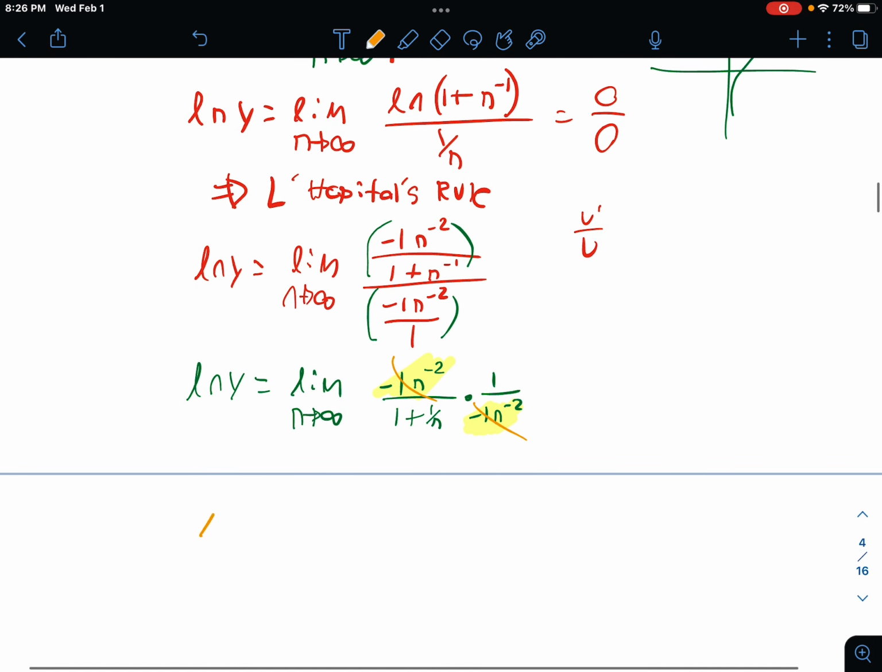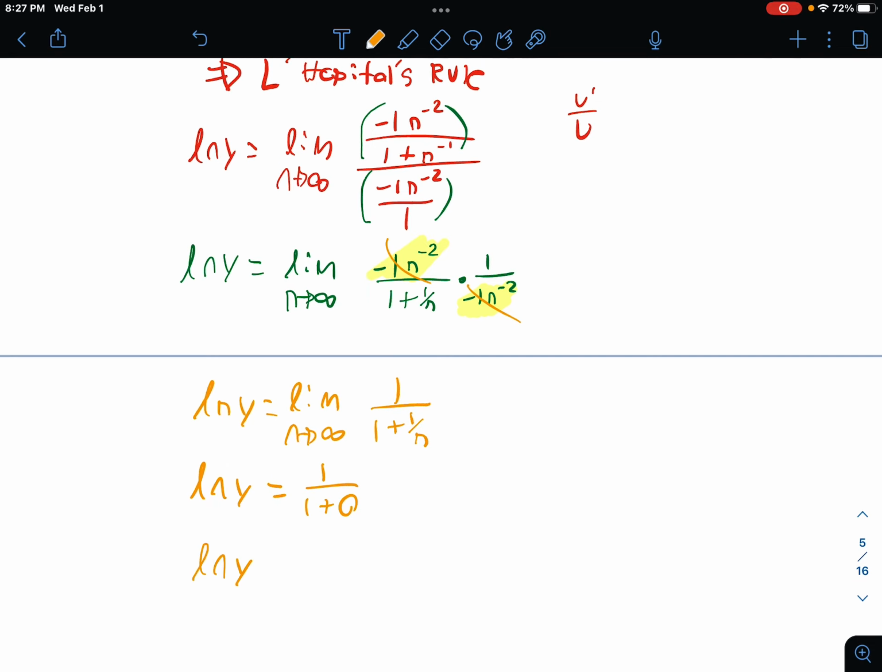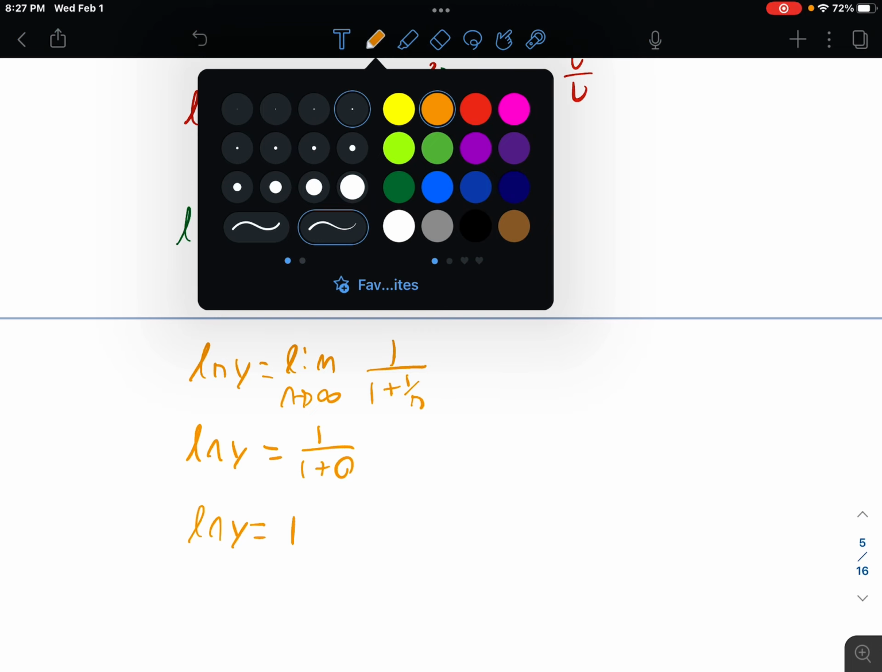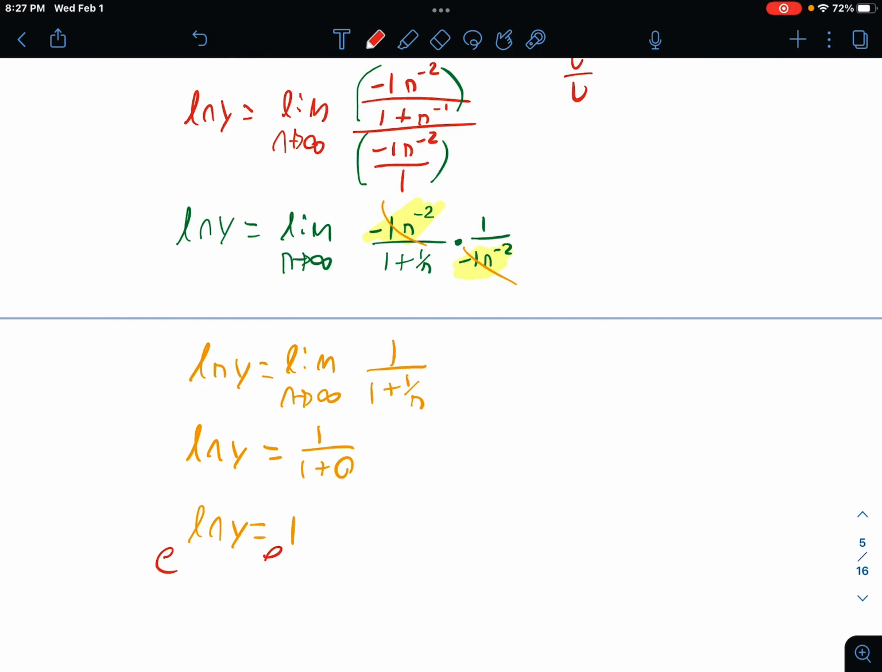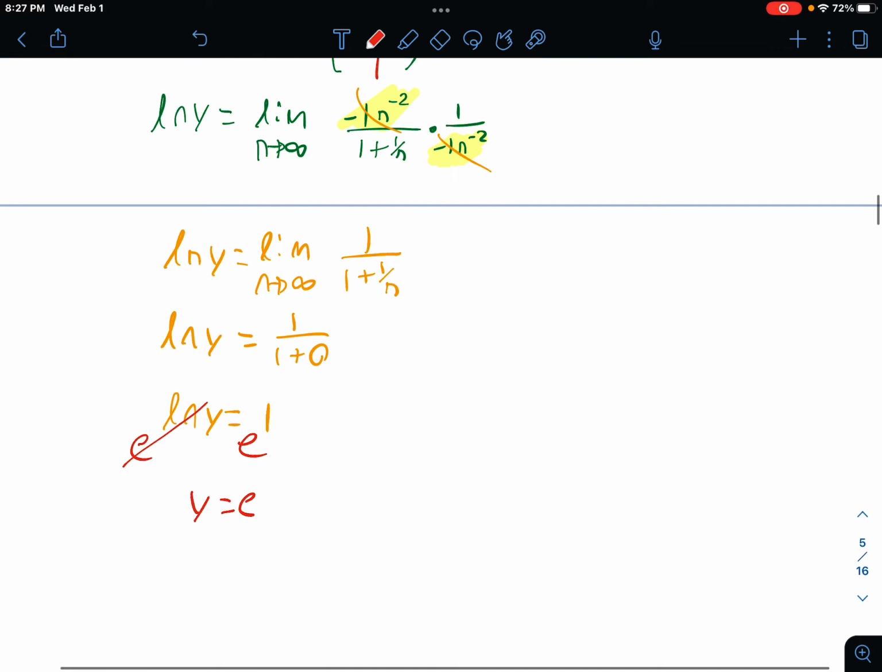So with this, we're going to have ln of y equals the limit as n approaches infinity of 1 over 1 plus 1 over n. And what's super nice about this is we know that 1 over n, as n approaches infinity, when you divide 1 by a huge number that keeps going on, approaches 0. So we end up getting ln of y equals 1 over 1 plus 0, which is quite literally ln of y equals 1. And we can use exponential base e on both sides. We're performing the inverse, and we get y equals e.